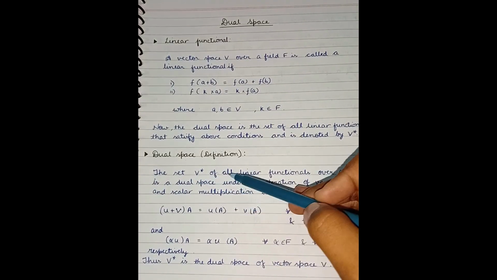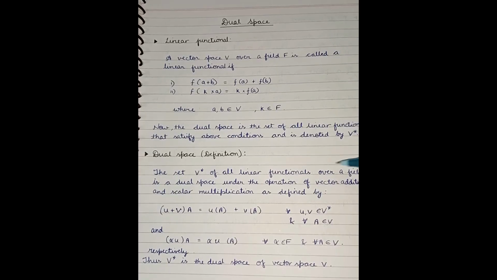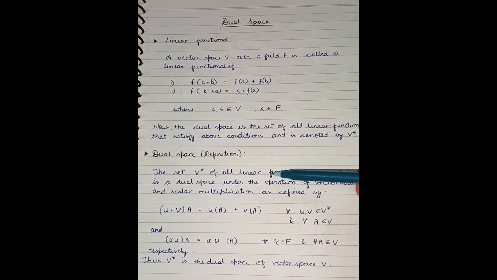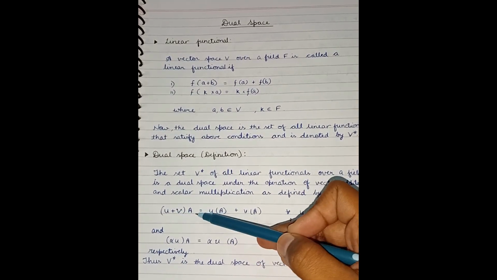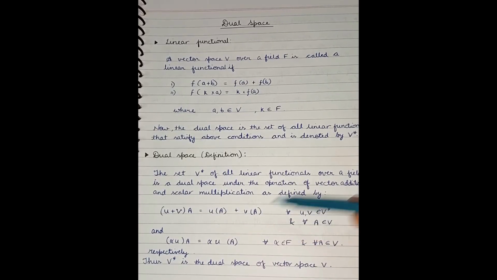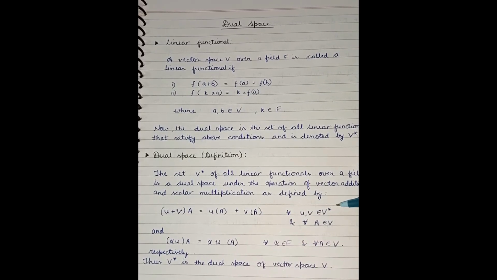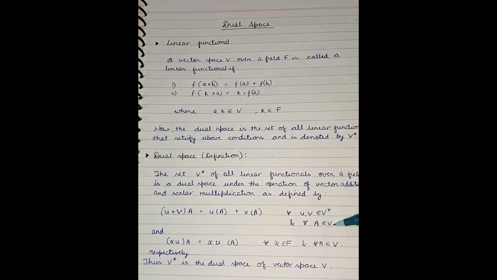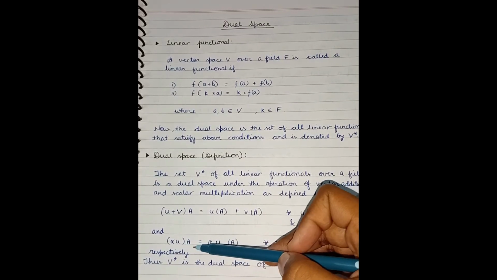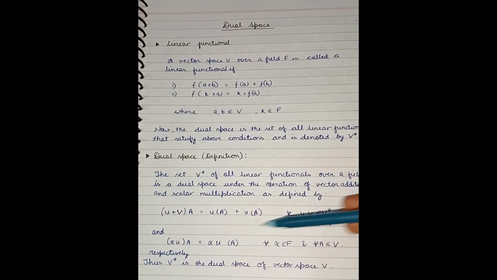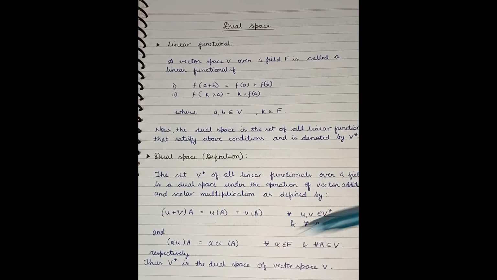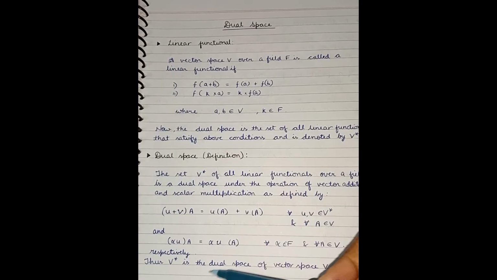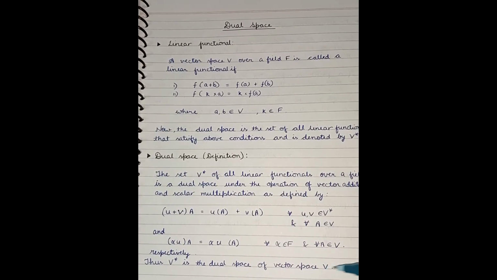The set V star of all such linear functionals over a field F is a dual space under the operations of vector addition and scalar multiplication as defined by (u + v)(a) = u(a) + v(a) for all u, v belongs to V star and for all a belongs to V, and (αu)(a) = α u(a) for all α belongs to F and for all a belongs to V respectively. Thus V star is the dual space of vector space V.